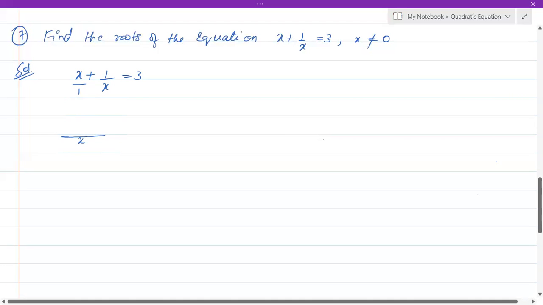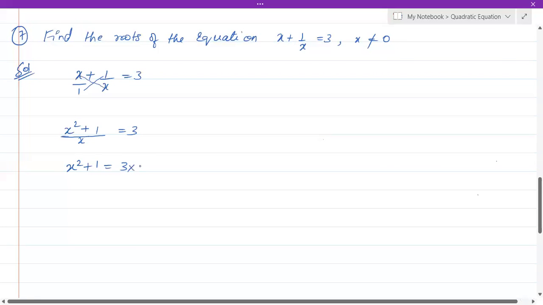Then crisscross. Like this. Crisscross. X into x, x square. 1 into 1, 1. Equal to 3. Very simple one. Now transpose this x to the other side. The one which is in the denominator. X square plus 1 is equal to 3.